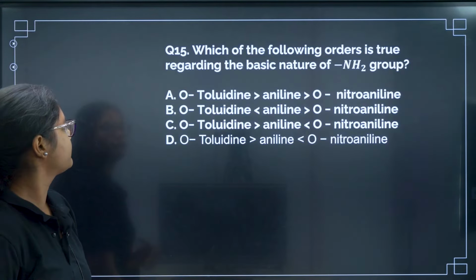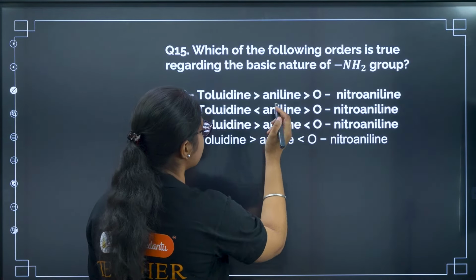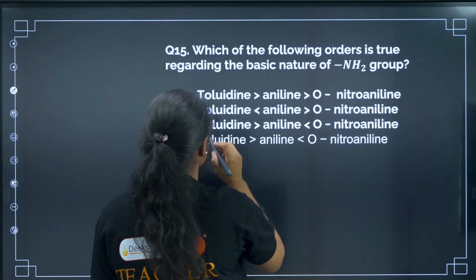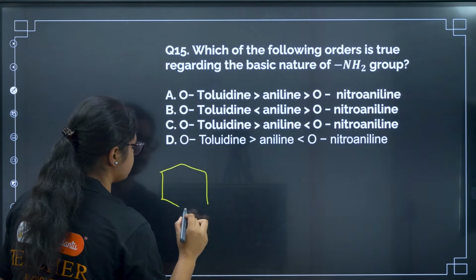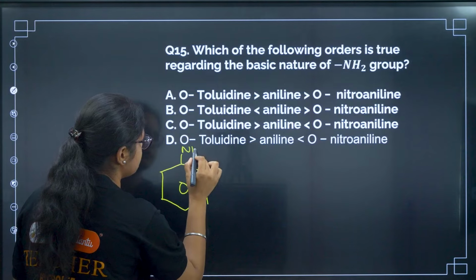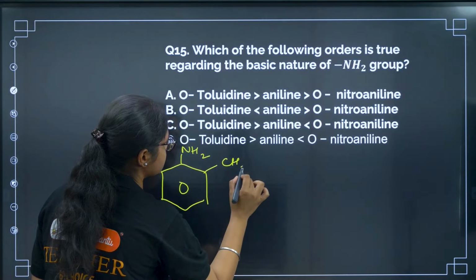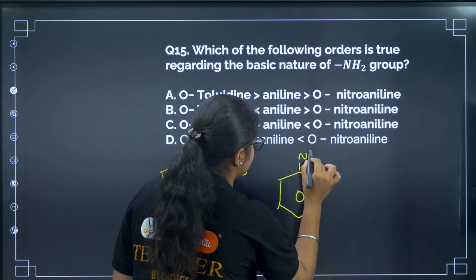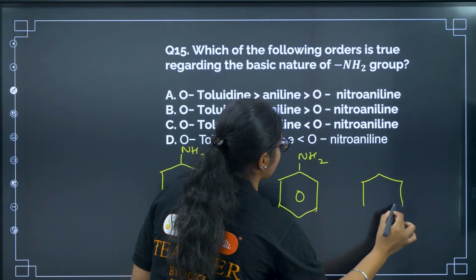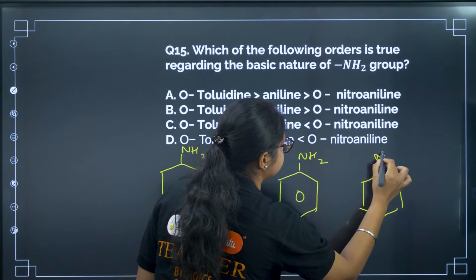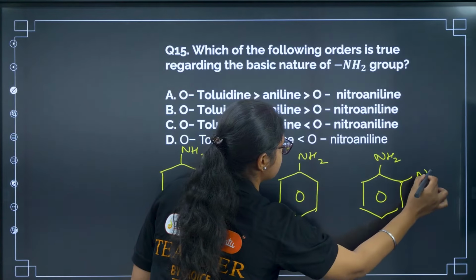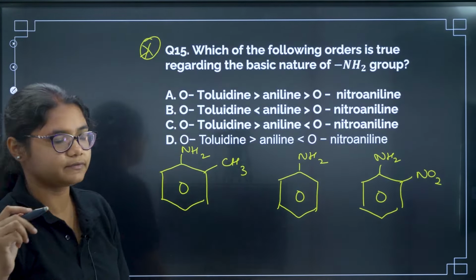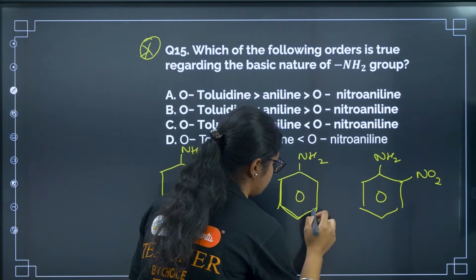Next question, question number 15, where you have to tell the basicity order. You have been given 3 structures: orthotoluidine, so we have the NH2 group with a methyl group in the ortho position, then we have aniline, and then we have orthonitroaniline. This question is an important one because it has one concept which we don't remember easily.